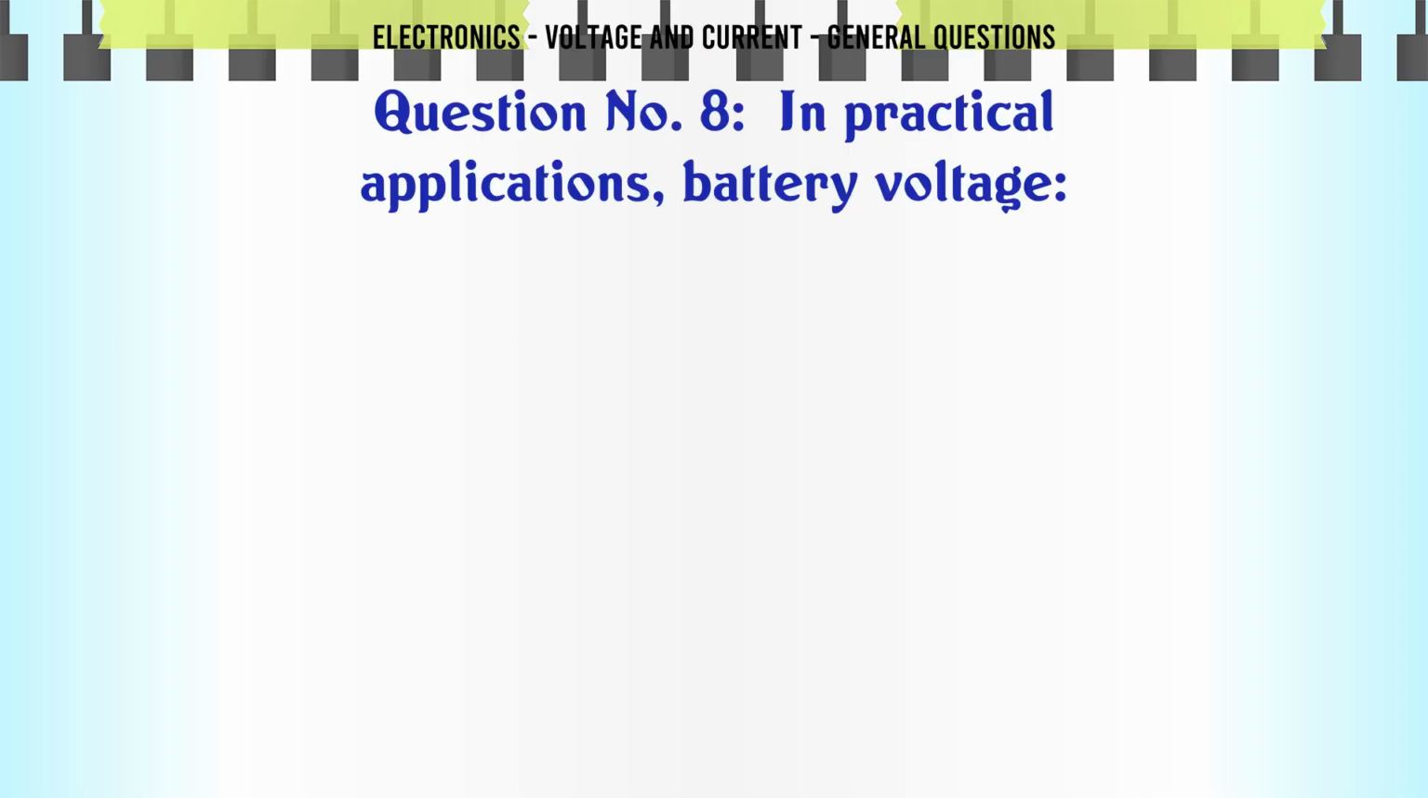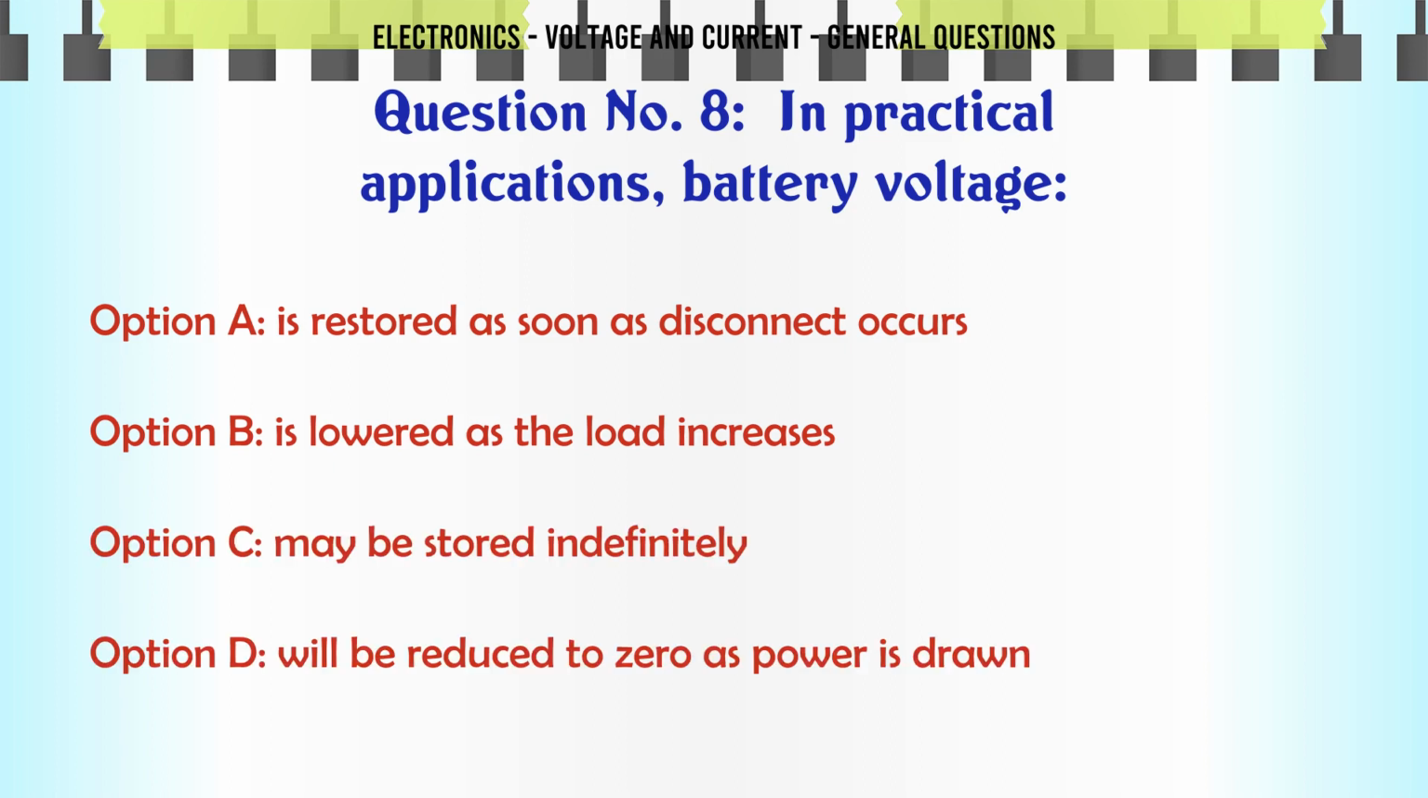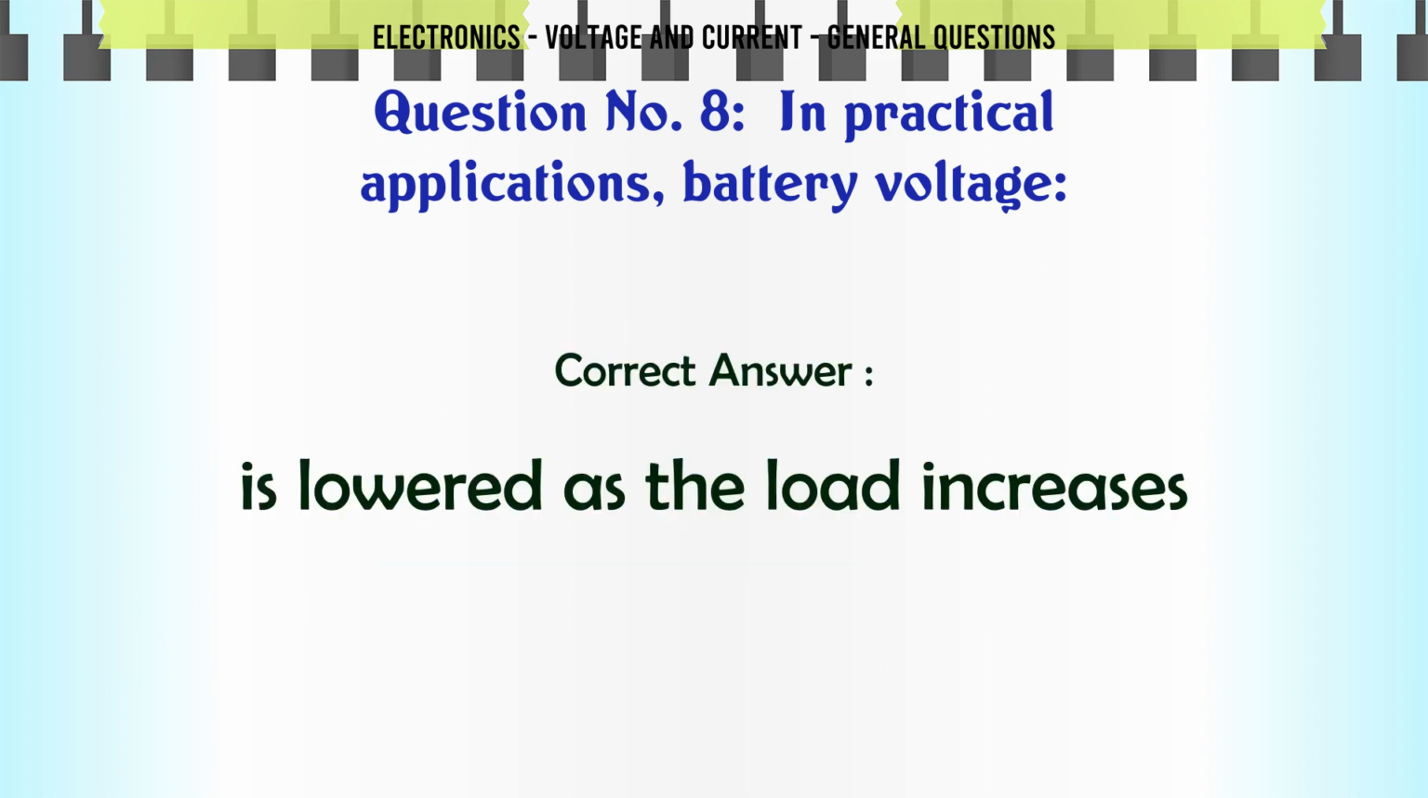In practical applications, battery voltage A. is restored as soon as disconnect occurs. B. is lowered as the load increases. C. may be stored indefinitely. D. will be reduced to zero as power is drawn. The correct answer is lowered as the load increases.